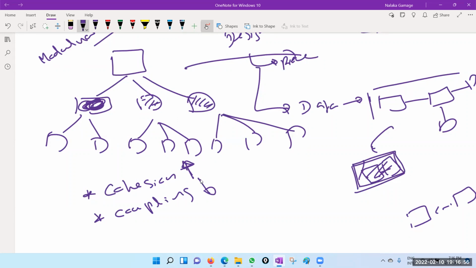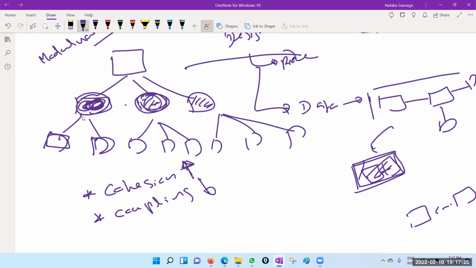And then we have a concept called coupling. So coupling means to which extent one module will communicate with another module. Right? If this module is frequently communicating with this one, we say there's a high coupling. But if that communication is low, that means there's a low coupling. So in structured designing, we prefer high cohesion and low coupling.